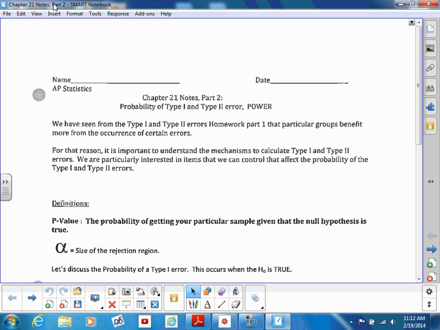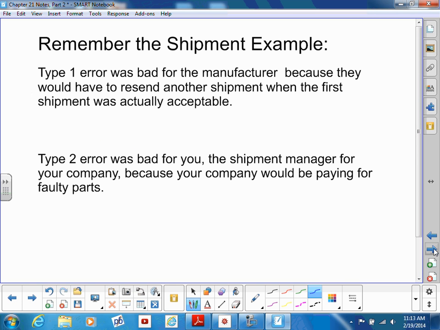So what's happening is this. We have seen, for example, the manufacturing example and the shipment example. We have seen that with type 1 and type 2 errors, particular groups benefit more from the occurrence of a particular type of error. Okay? For example, let's remember back to the shipment example that we just had on our notes part 1.